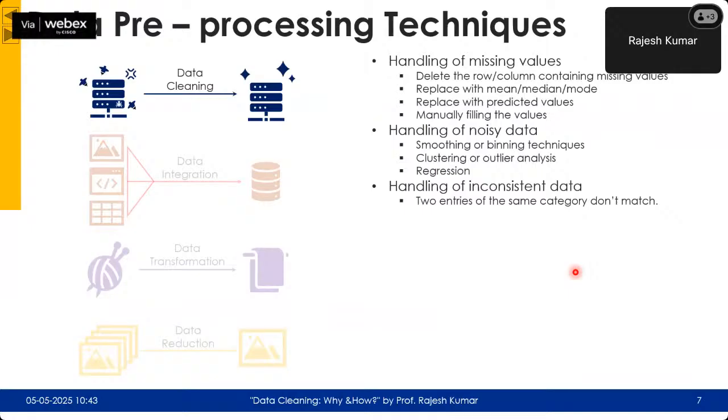So data cleaning. We have three major issues. First, handling the missing values. The second one is handling the noisy data. And the third one is handling the inconsistent data. Okay, so handling the missing values, there are various ways to do it. The simplest one is you just remove the row and column of the missing value. That's the easiest job, because if the row is not complete, that means if attributes are missing, just remove it.